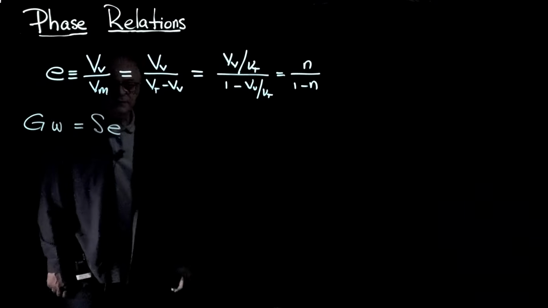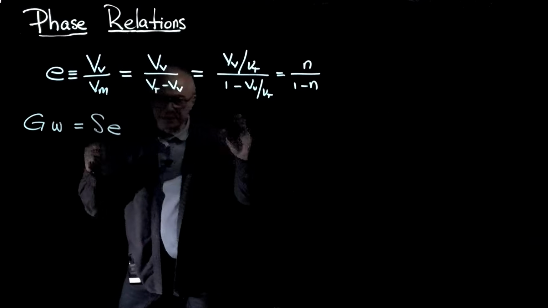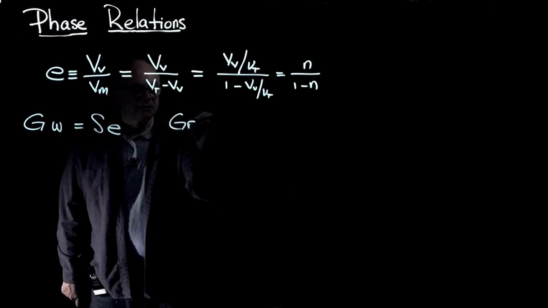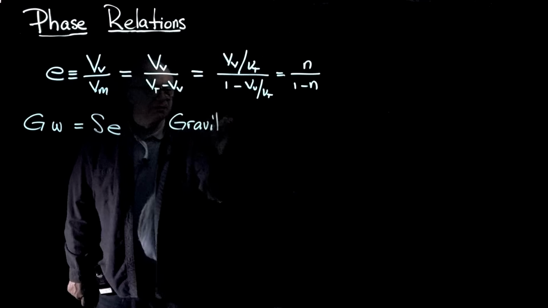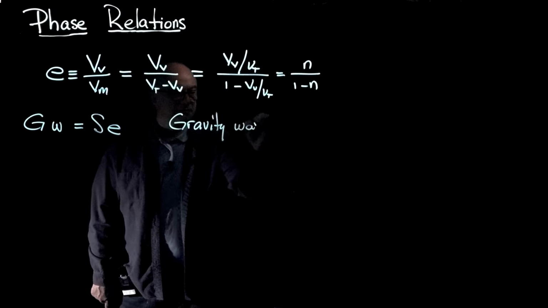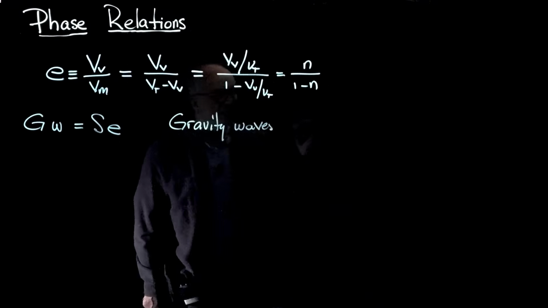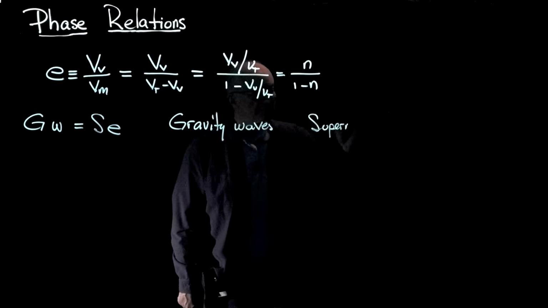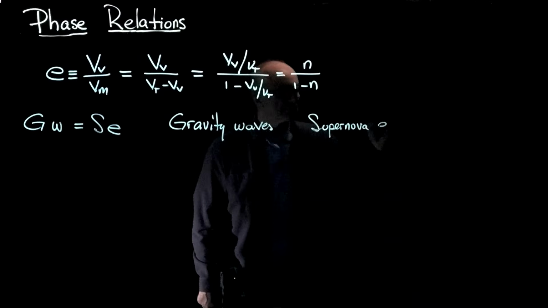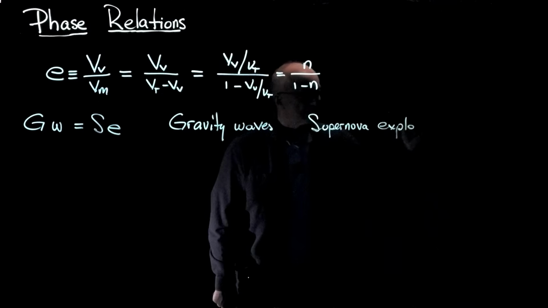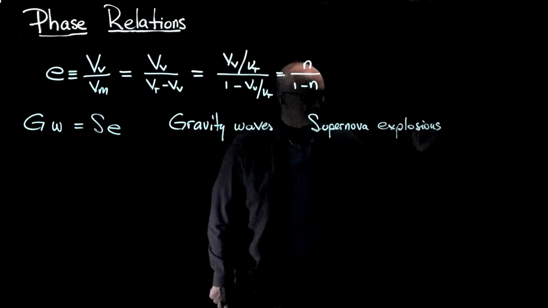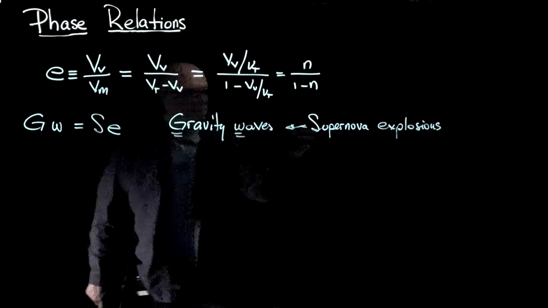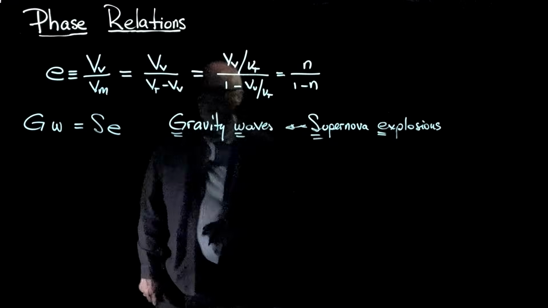By the way, you can think of the following simple expression to remember it. Gravity waves are caused by supernova explosions. And so, GW equal SE.